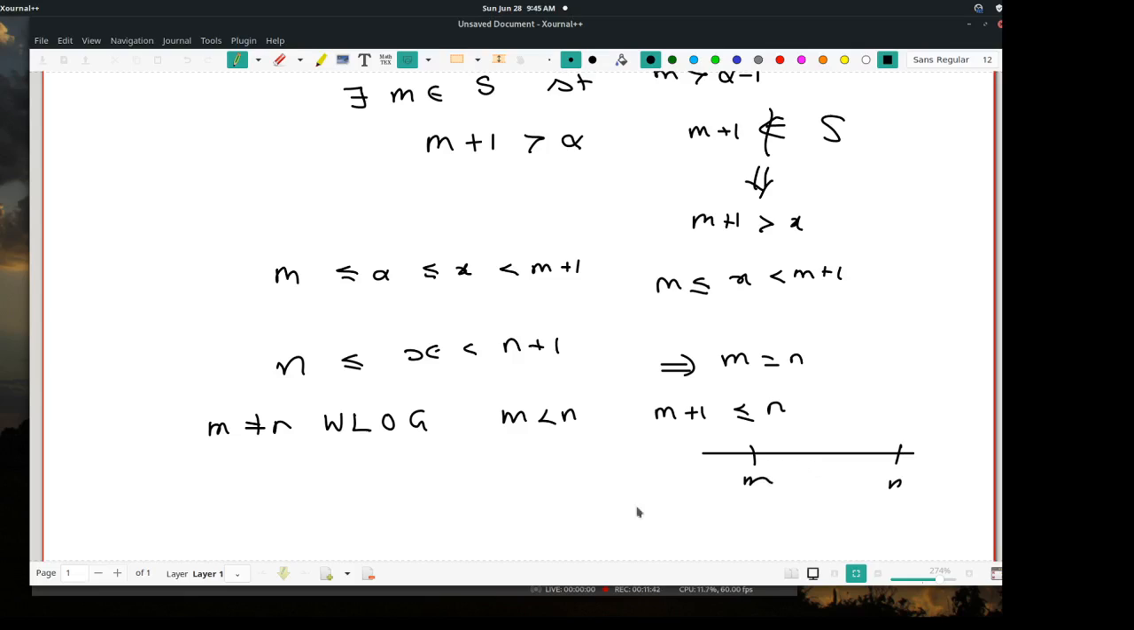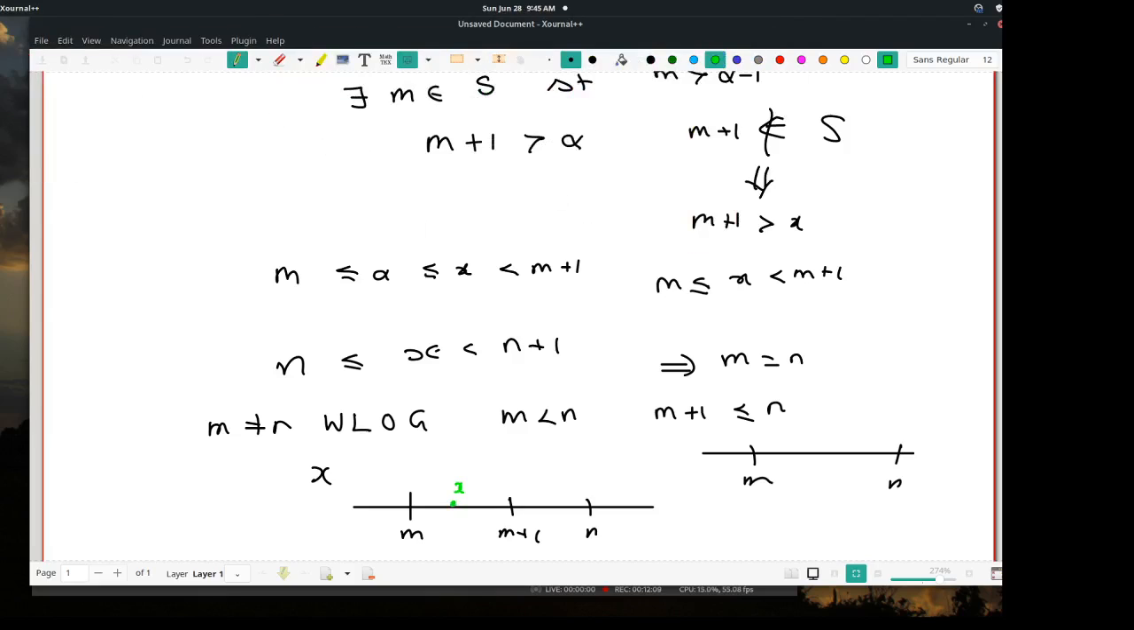Okay, very good. Now, do you see a problem? So, M plus 1 is less than or equal to X. Therefore, let's look at X. So, I have the picture. I have M. I have M plus 1. I have N here. And according to me, X lies between M and M plus 1. Okay. My X has to be somewhere here.